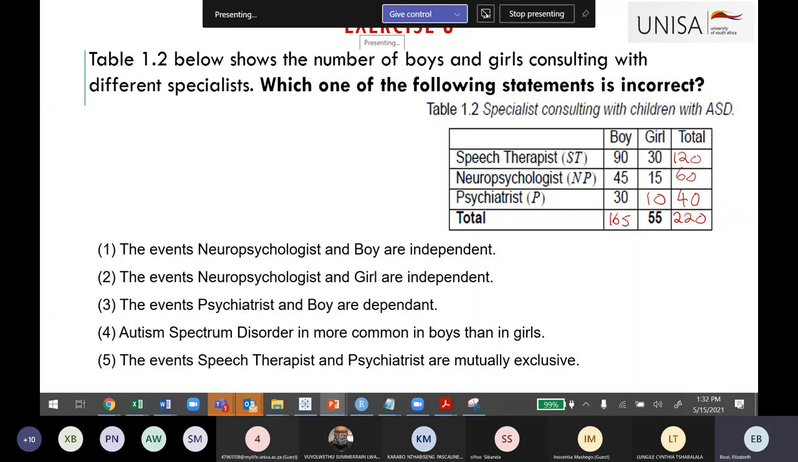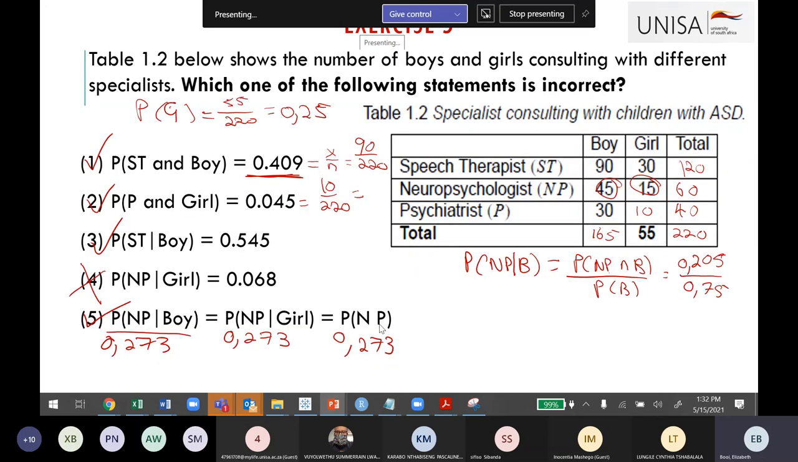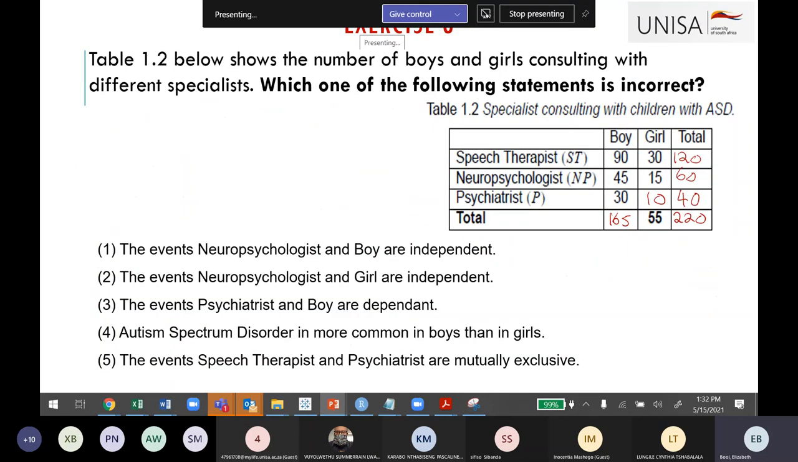So when it comes to basic probability, sometimes the questions they might ask you in a formula format with the answers. Sometimes they might ask you in a sentence format and you need to make sense of those sentences in order to answer the question. So here, using the same information, we need to find which one of these statements is correct or incorrect.